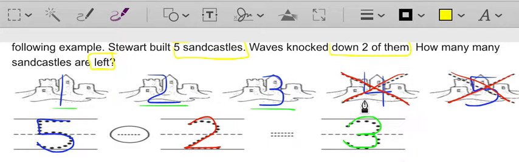Did I put more sandcastles, or did I take away? I took away. So when you take away, is it a plus or a minus? It is a minus. So in my circle, I need to put a minus sign. And the most important part is also to put an equal sign. Okay, and you're all done.